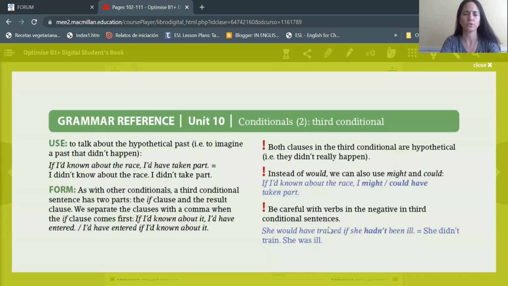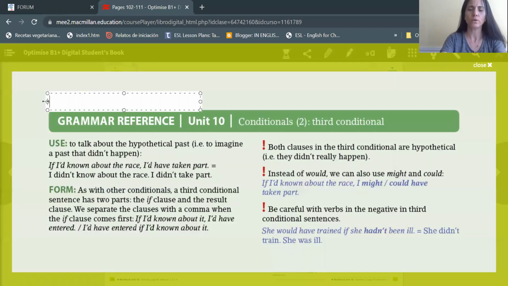Yes, third conditional. So what's the use of it? We use it to talk about hypothetical past. Yes, to imagine a past that didn't happen. Okay, so what's the example that we have here? If I had known about the race, I would have taken part. Yes, so let's remember the structure that we are using.